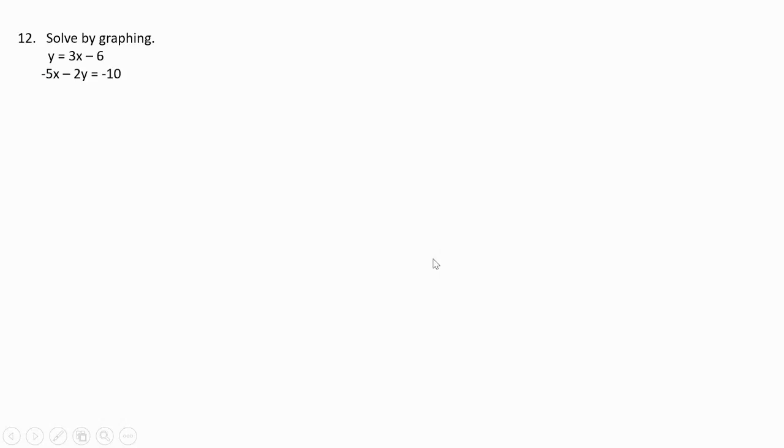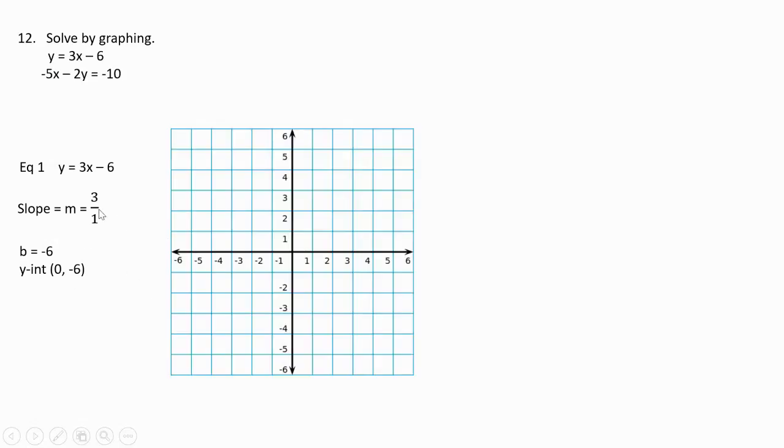Okay. Now this is number 12. I believe this is solving linear systems of equations. Solve by graphing. So I'm going to graph both equations. To graph, you need to know what the slope is and what the y-intercept is. My b is the y-intercept, and my slope is going to be the rise over the run. So the b, or the y-intercept, is your starting point. So I'm going to start at (0, -6), which will be right about here.